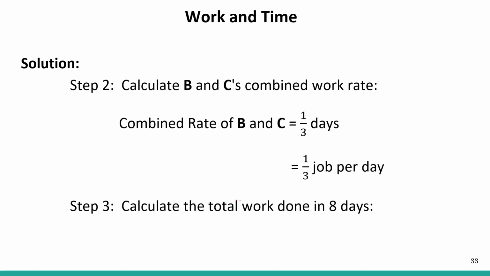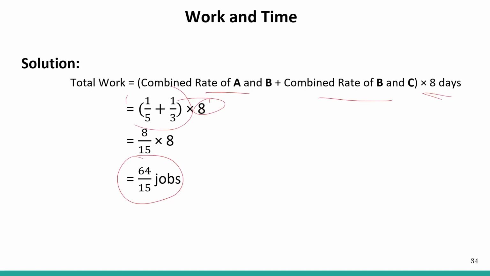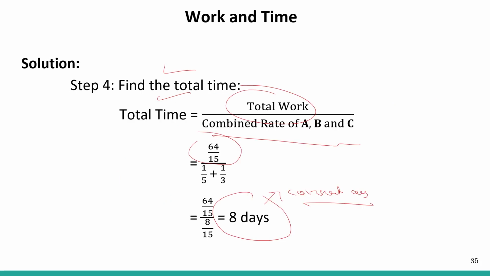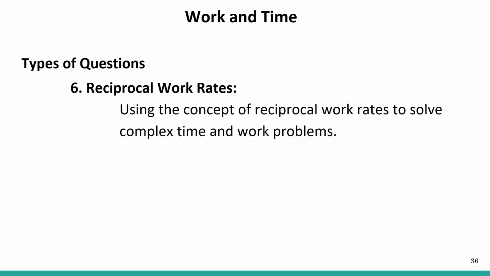So calculate the total work done in 8 days. So 1 by 5 plus 1 by 3, into 8. So this is equal to 8 by 15 into 8, which is equal to 64 by 15. So total time is equal to what? Total work by combined rate of A, B and C. So 64 by 15 whole by 1 by 5 plus 1 by 3. This is equal to 8 days.